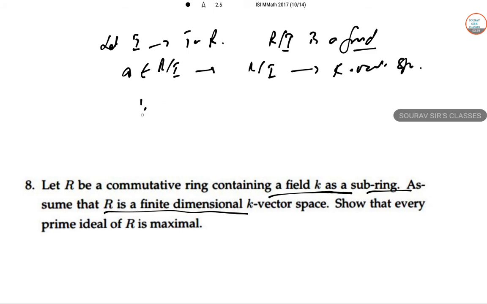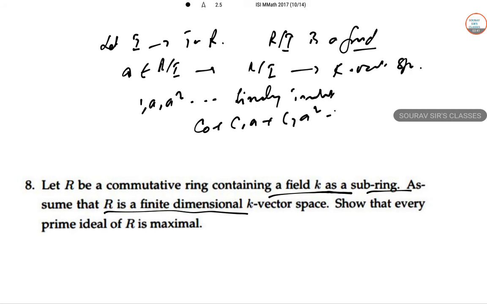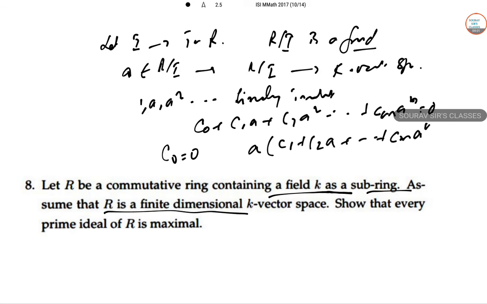Hence the infinite sequence 1, a, a square, and so on, is linearly dependent, and there exists a smallest m such that c0 plus c1 a plus c2 a square, up to cm a to the power m, is equal to 0, for some non-zero coefficients. If c0 is equal to 0, then we can take a times (c1 plus c2 a, up to cm a to the power m minus 1), which is also 0.